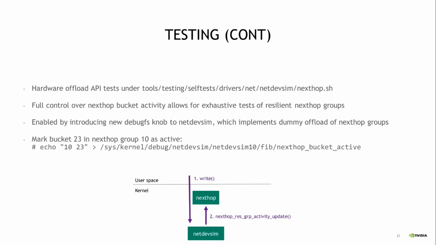APIs, it also exposes a debugfs API that user space can use to toggle busyness of a certain bucket. And this is used in testing for stuff like, let's see what happens if we mark all the buckets that belong to a certain NEXTHOP as active, and then change the weight and see how it handles the idle timers and the unbalanced timers, stuff like that. So it's super, super useful for testing all sorts of edge cases.